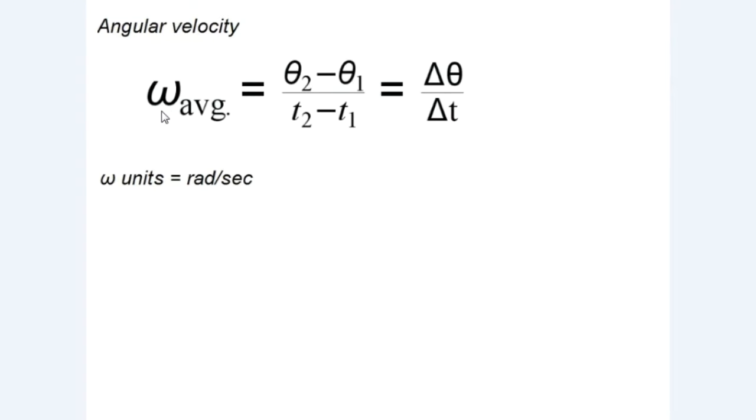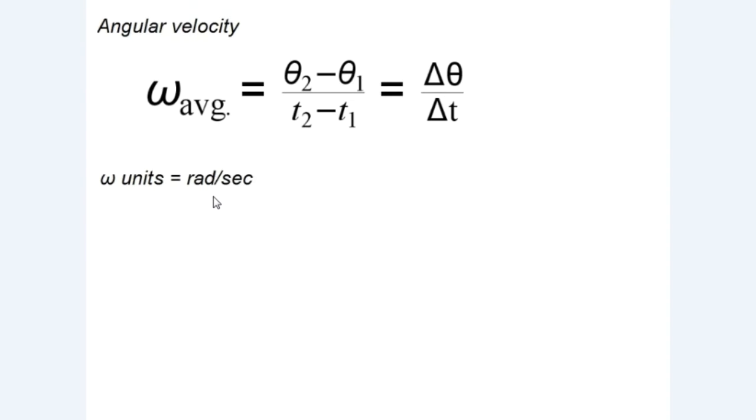Just like with linear velocity, it is the change in position, or the displacement, divided by the change in time. So we write theta 2 minus theta 1 for our change in angular position, or our angular displacement, divided by t2 minus t1, or delta t, our change in time. And that will give us the average velocity. And the units of angular velocity are radians per second.